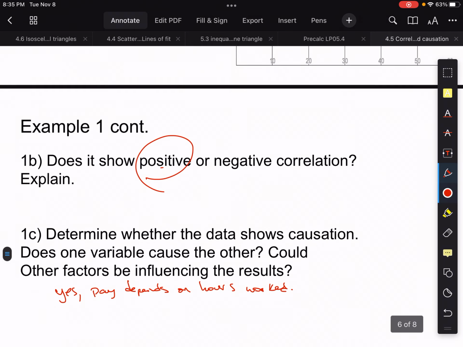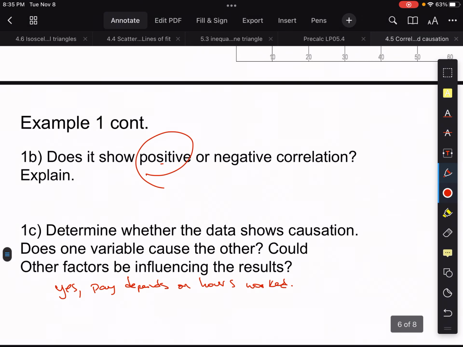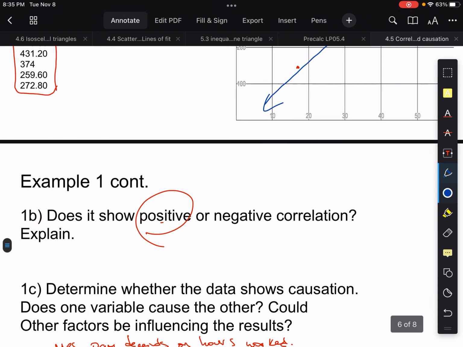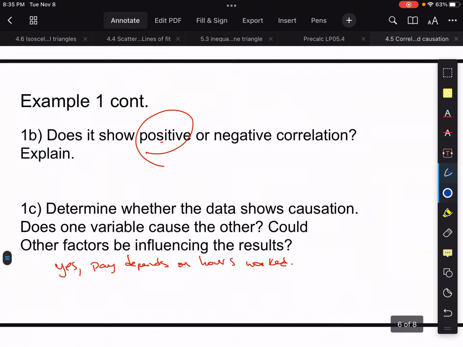So 1B says, does this show positive or negative correlation? Well, from left to right, if you were to draw a line through here, the line would definitely have a positive slope. A line of fit through here would have a positive slope, so that's how I can identify this is positive in nature. From left to right, it's going up. So it'd be positive.